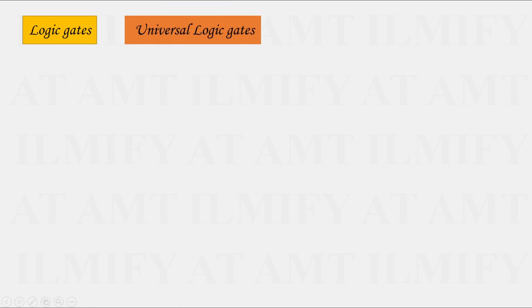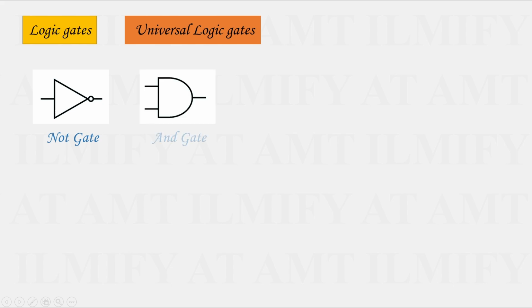We have a gate with only one input called as NOT gate. NOT gate's symbol has a triangle with a bubble at the output end. The functionality of this gate is inverting. Second one is AND gate with two inputs. The symbol has D shape. The functionality is logical multiplication of the inputs.